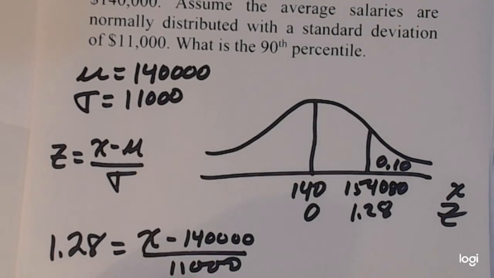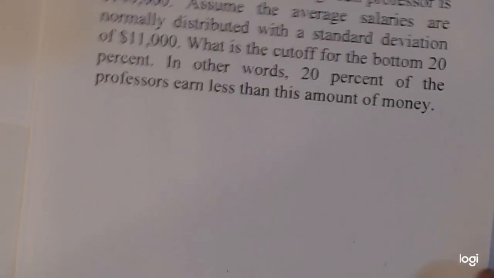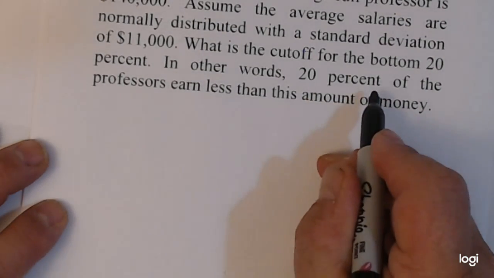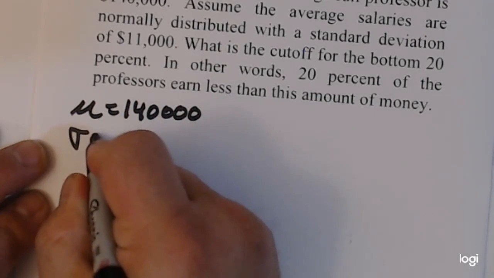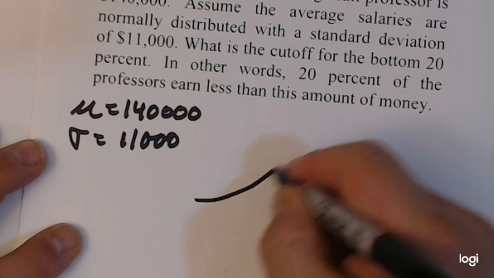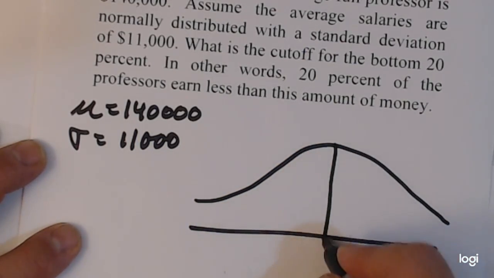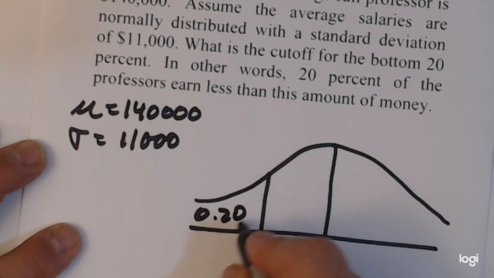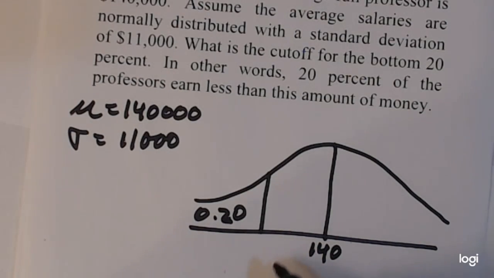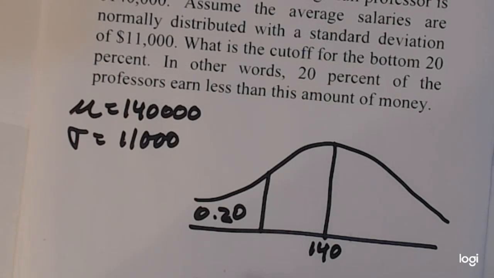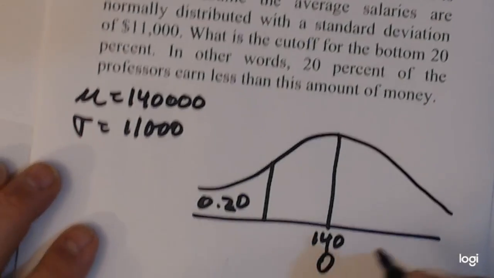Now, the last question asked us to find the bottom 20%. All right, so here's what it's asking us for. Essentially what it's asking for is, what's the cutoff salary for the bottom 20% of earners who are college professors? That's what it's asking for.